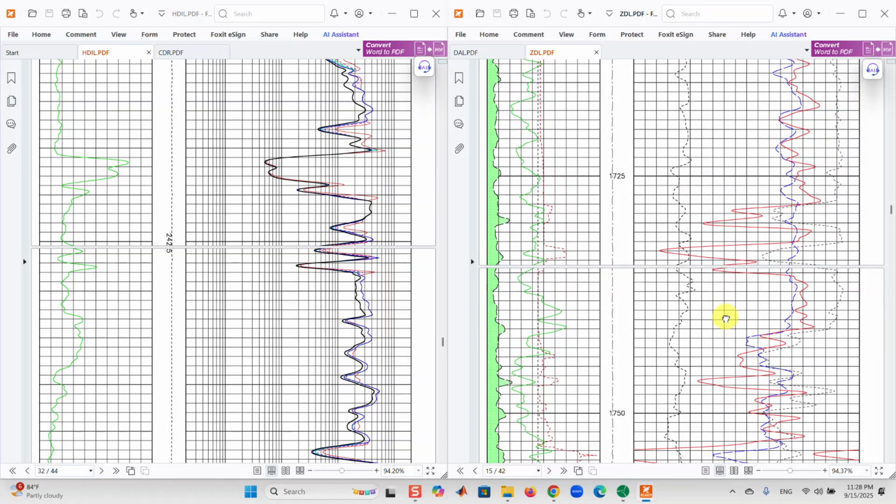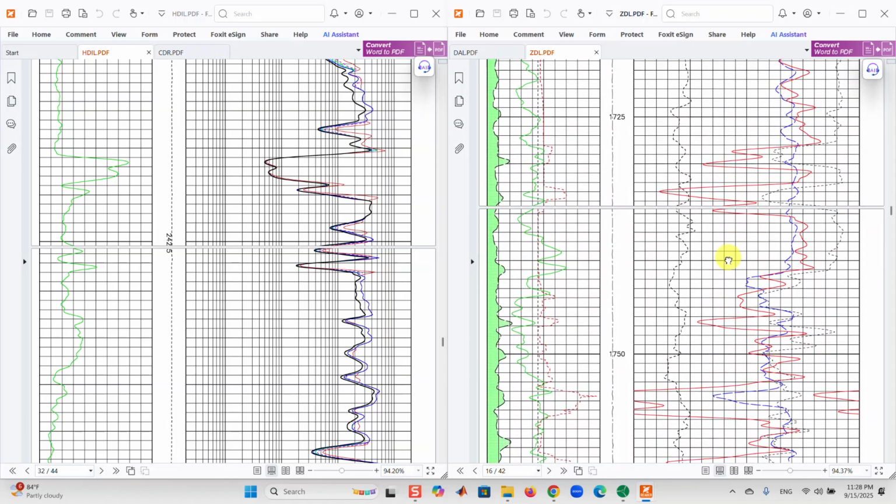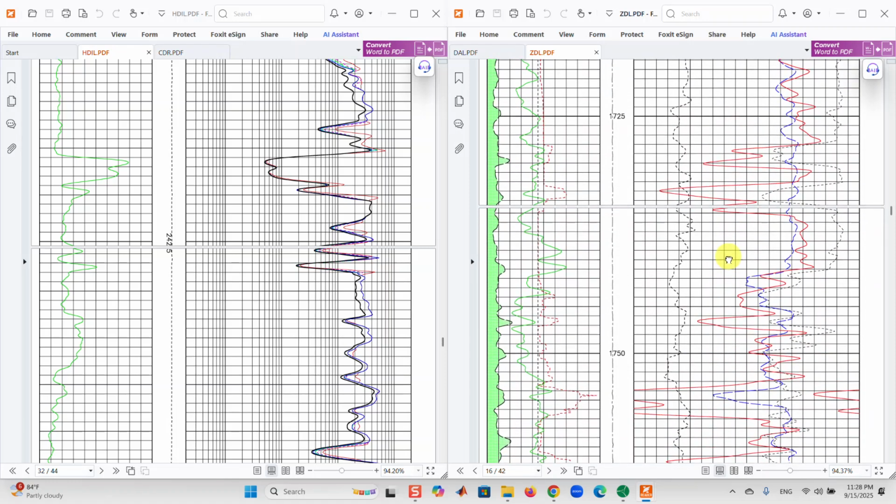Okay, this video was a short description and quality check of a full-suite package of logs in one of the Iranian oil fields.